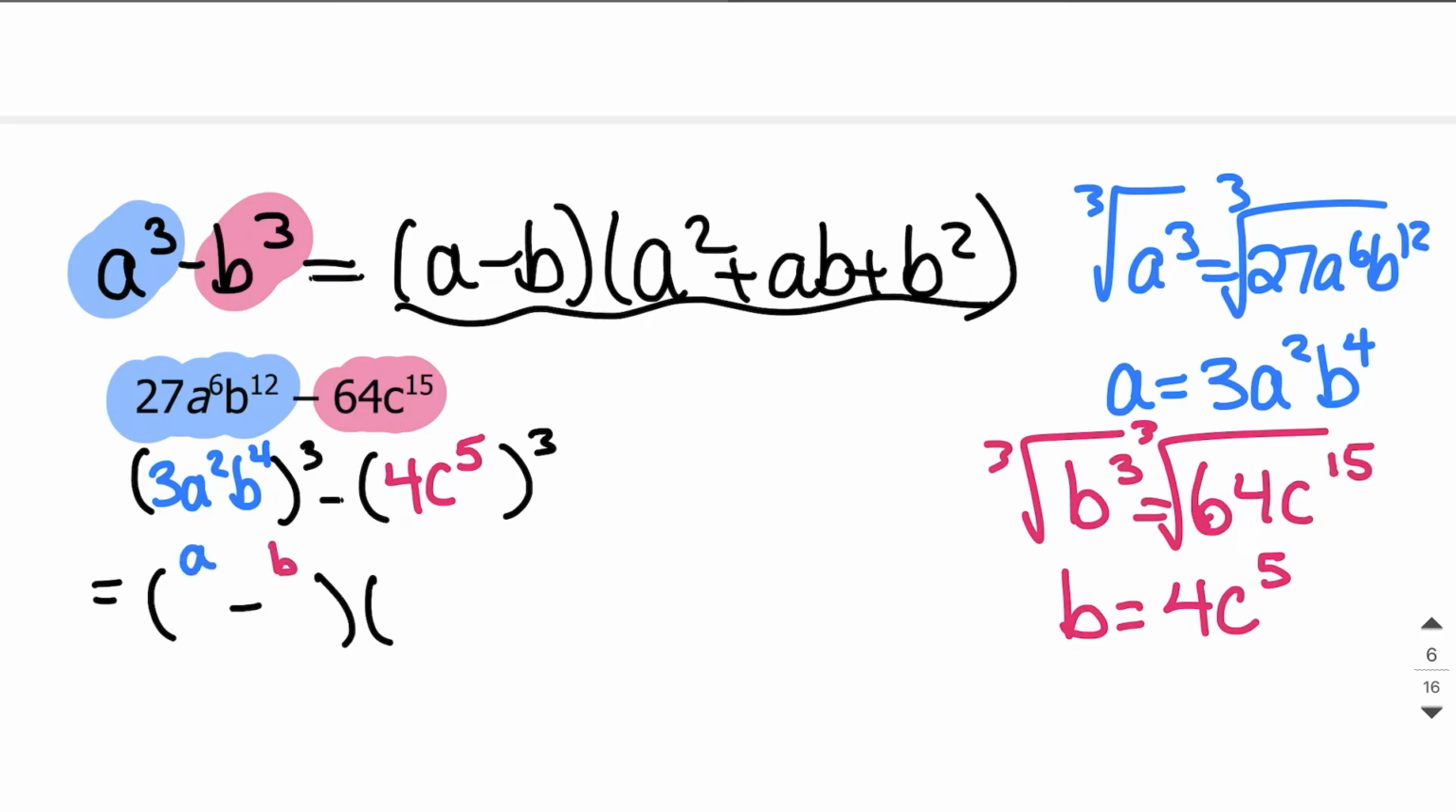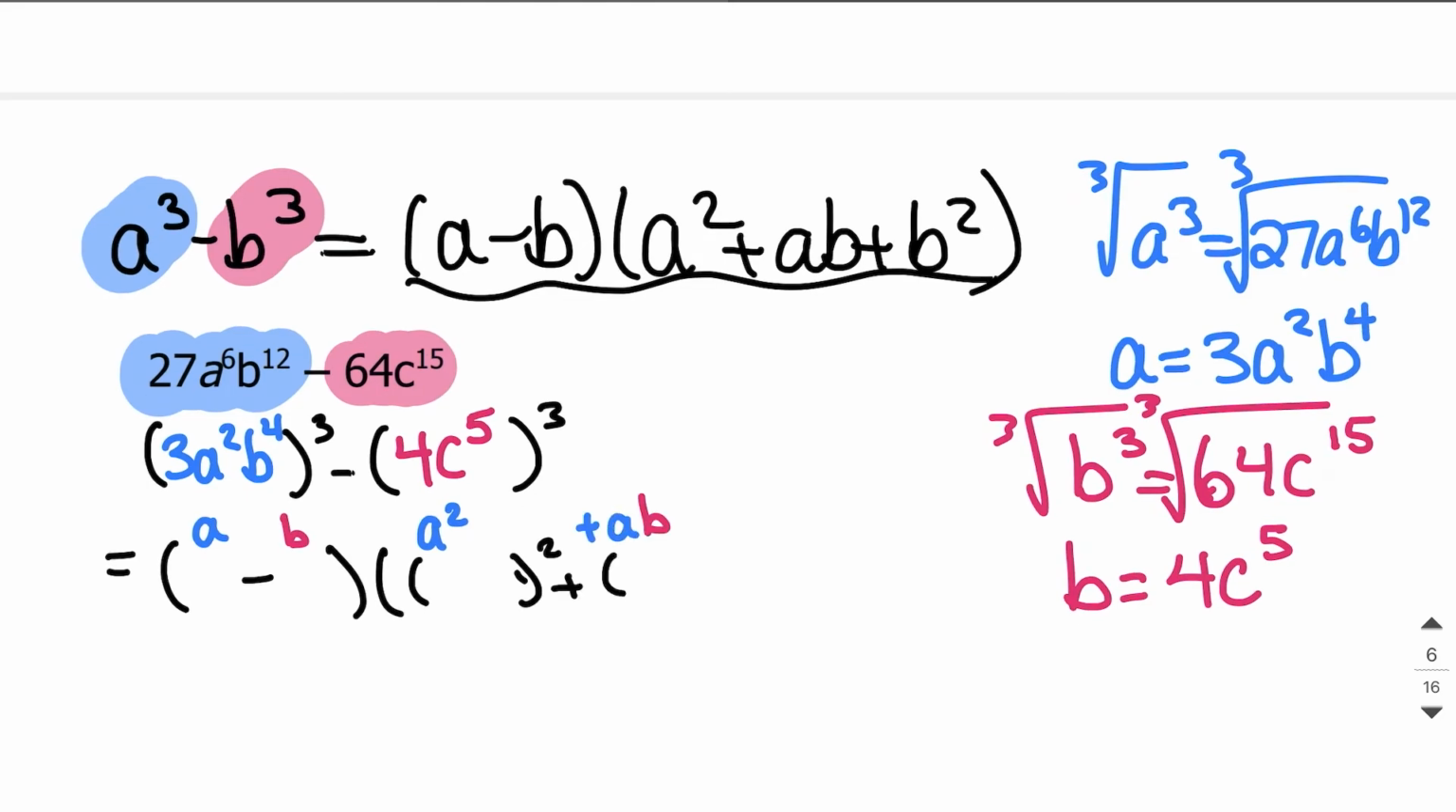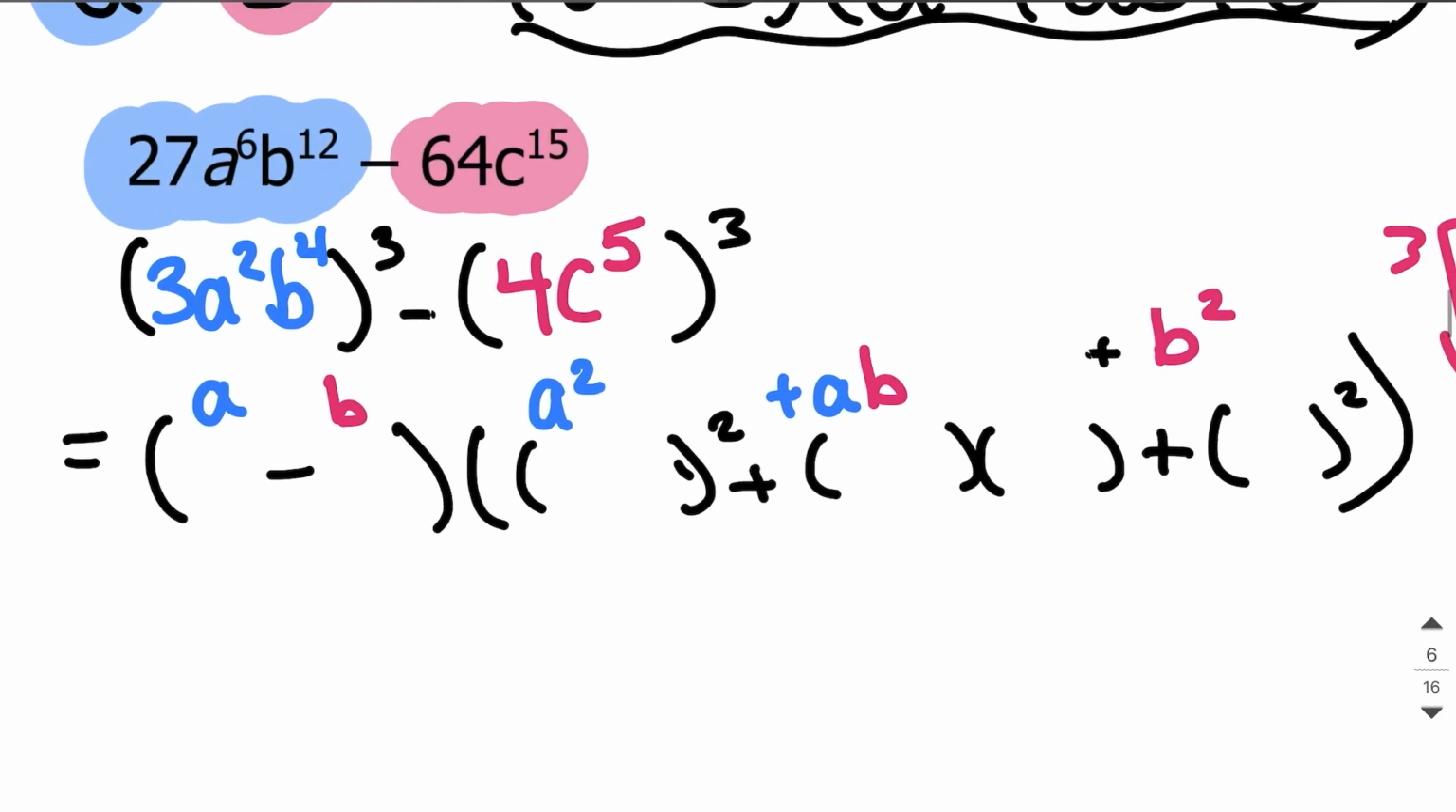multiplied by a squared plus ab, so it's going to be something times something, and then plus b squared. So I'm going to say right here plus that b squared. Okay, so we know that a is going to be, I'm going to zoom in on this a little bit so you can see this a little bit more clearly. We know this is going to be 3a squared b to the power of 4, and that's going to be minus the b, which we know is 4c to the power of 5. And then that's going to get multiplied by whatever you get when you square the a.